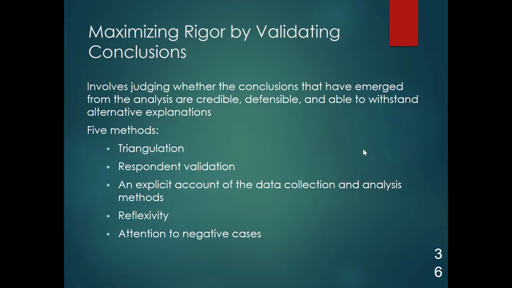All right, so maximizing rigor by validating conclusions. This involves judging whether the conclusions that have emerged from the analysis are credible, defensible, and able to withstand alternative explanations. There are five methods for you to do that: triangulation, respondent validation, an explicit account of the data collection and analysis methods, reflexivity, and attention to negative cases.